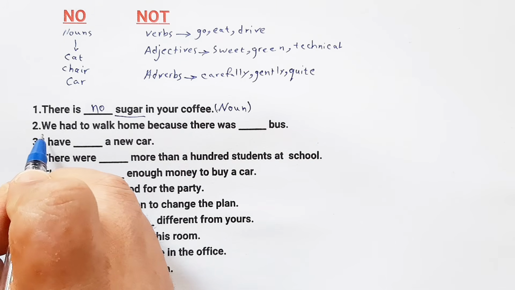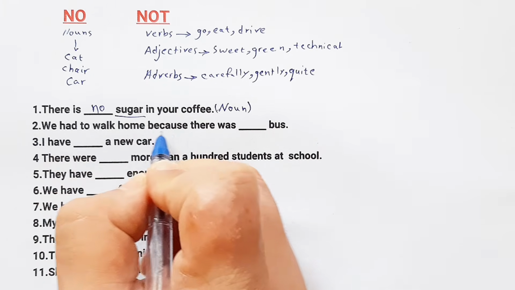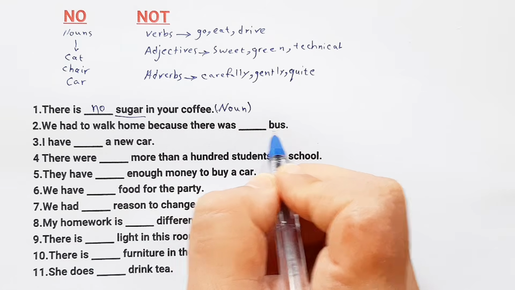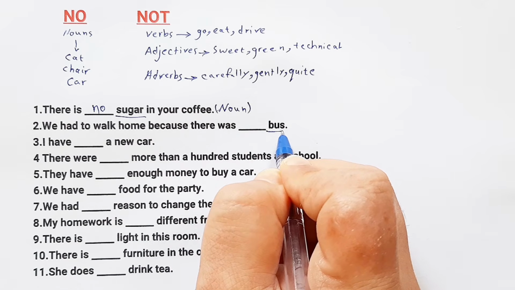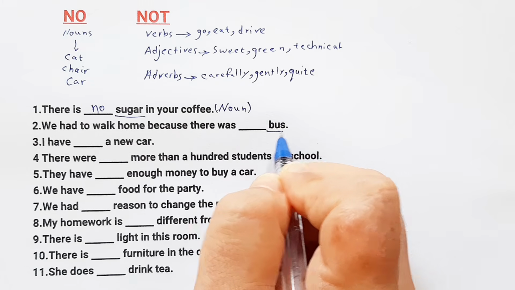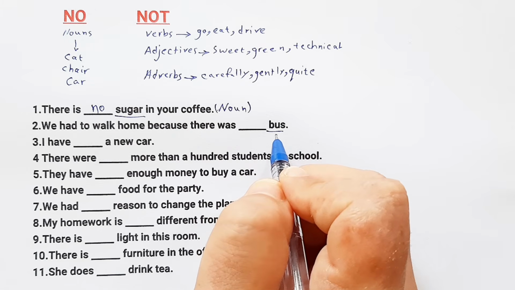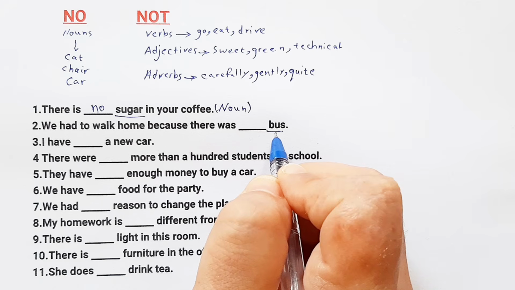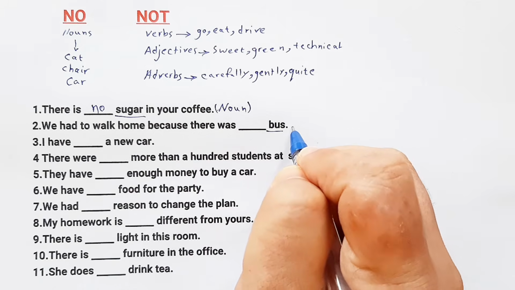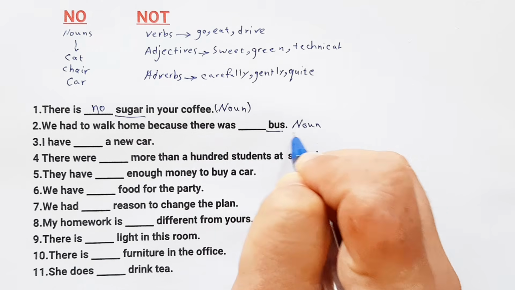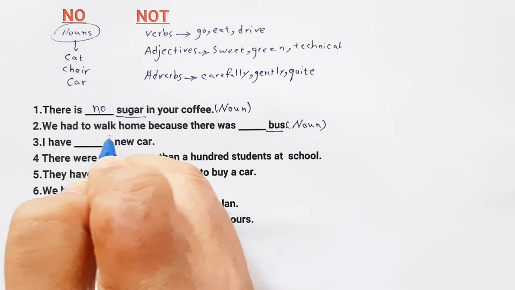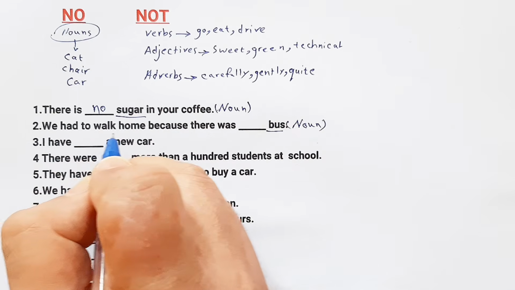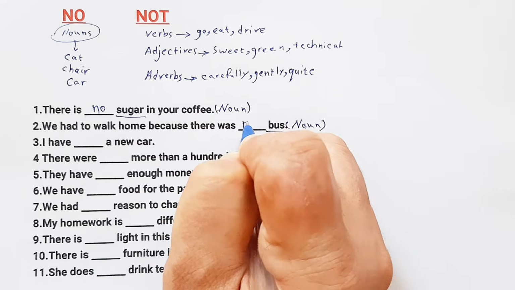Number 2. We had to walk home because there was blank bus. Here the keyword is bus, and we know that it is a noun. Bus is a big vehicle which transfers people around the town or city. So we know it is a noun. For nouns, we use no. We say we had to walk home because there was no bus.